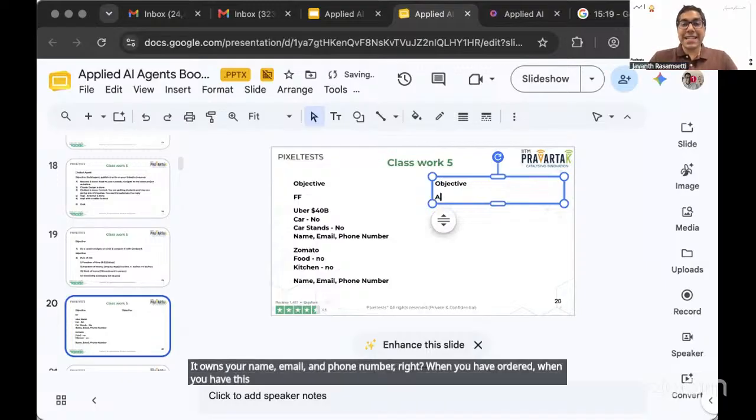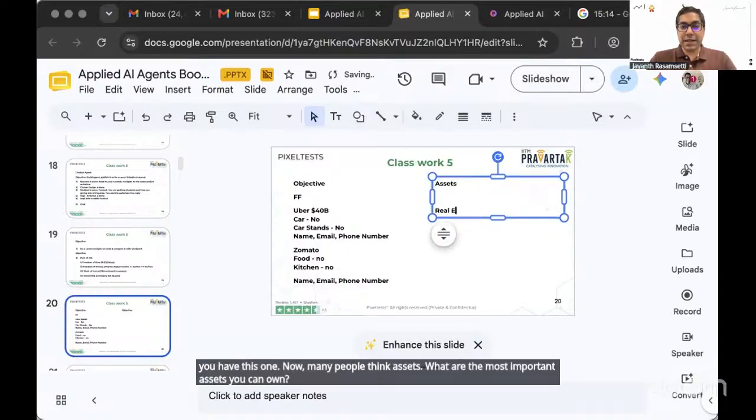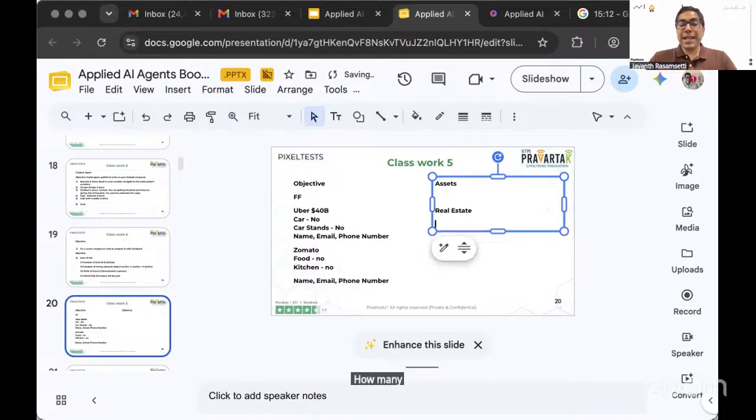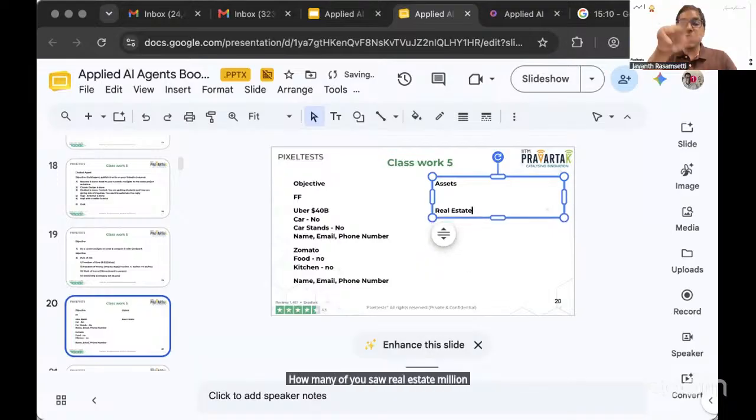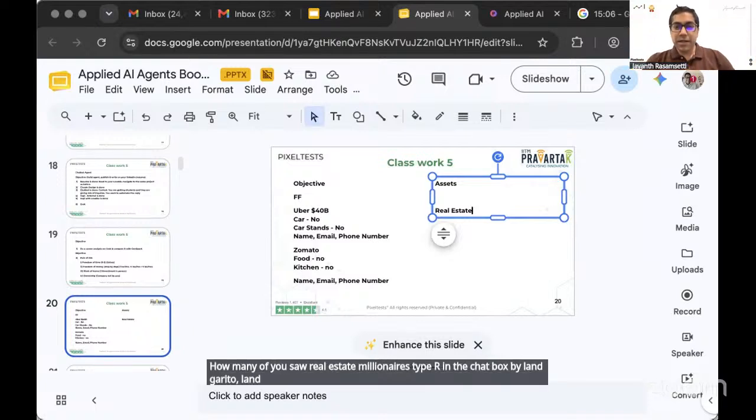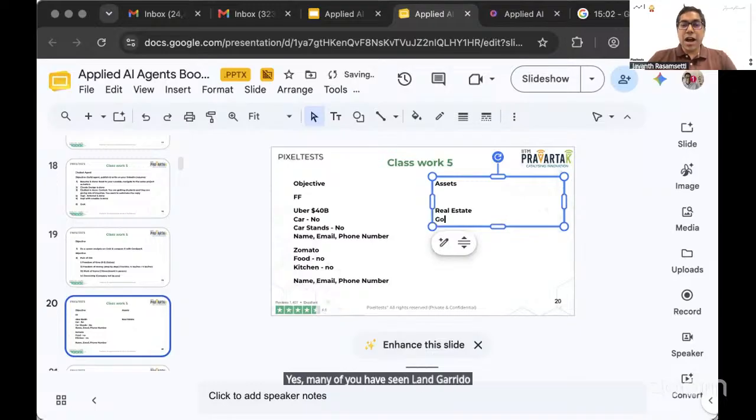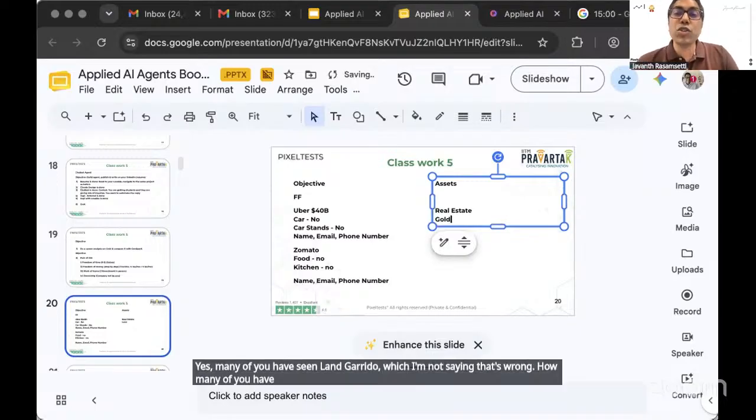Now, many people think about assets. What are the most important assets you can own? People think it's real estate. How many of you saw real estate millionaires? Type R in the chat box. Bhai, land kharido. Land kharido. Yes, many of you have seen land kharido rich. I'm not saying that's wrong. How many of you have seen people have so much gold, shadi ke liye, for your daughter, for your son, or maybe your parents did that for you? Type G if you have owned gold. So these are all ownership.